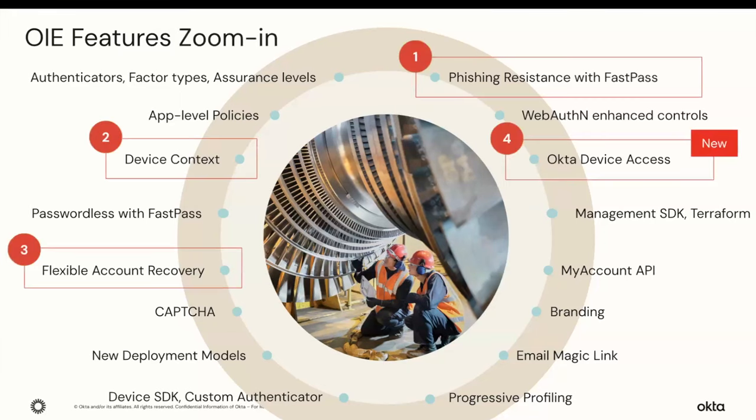So I want to touch on those four features. I'm going to go fast on some of them because we're approaching the end, and again, I want to leave time to walk through the different resources. So: phishing resistance with FastPass, device context, flexible account recovery, and Okta Device Access, which is a fairly new feature.